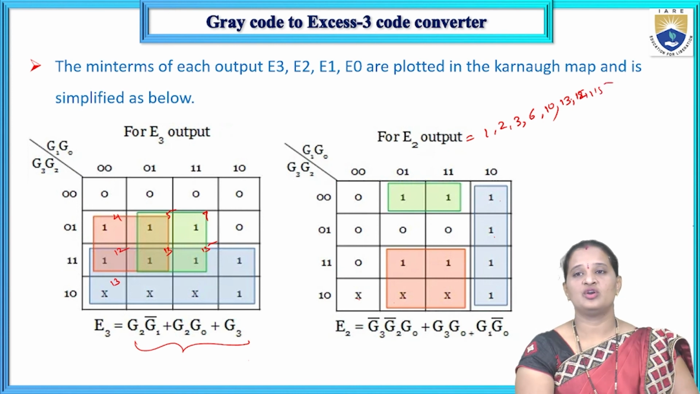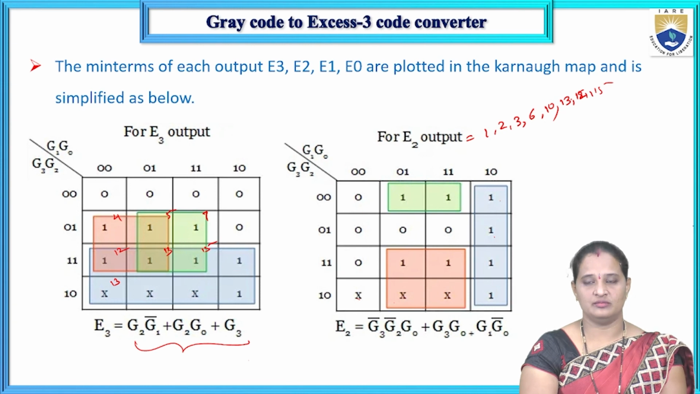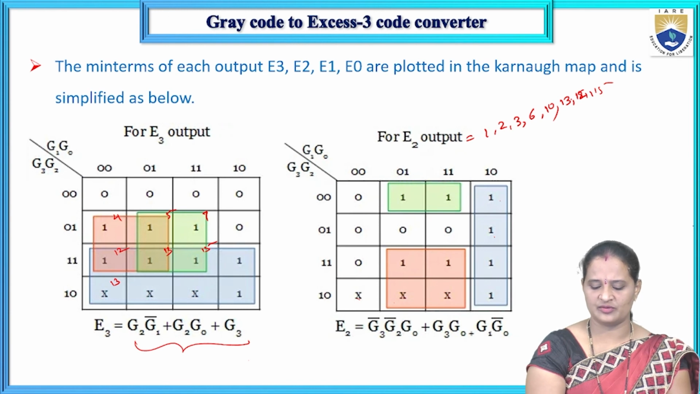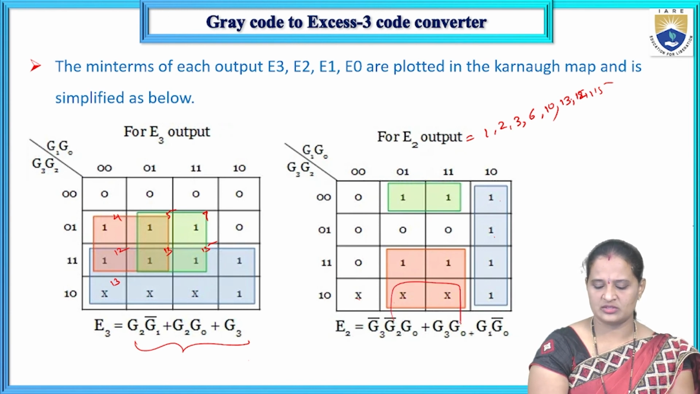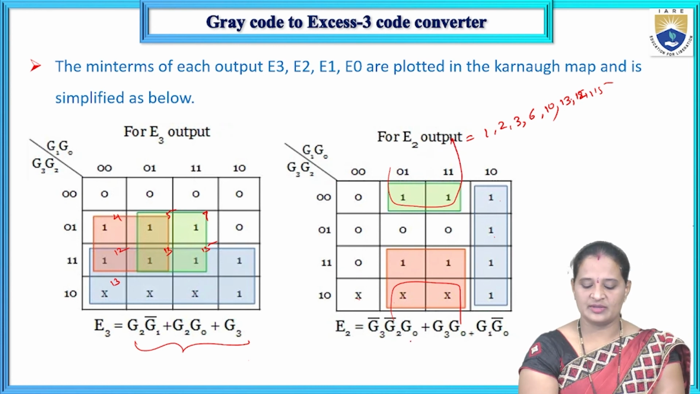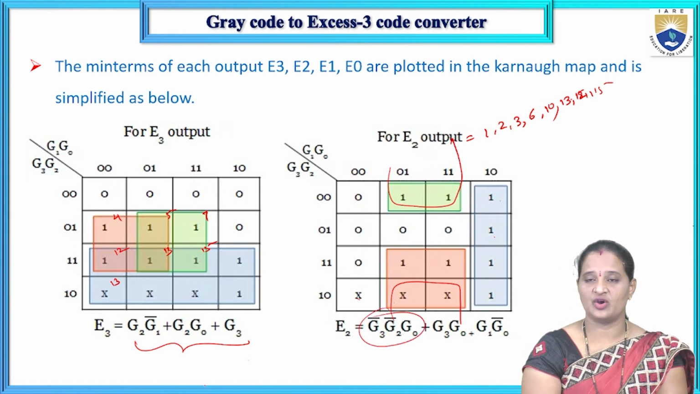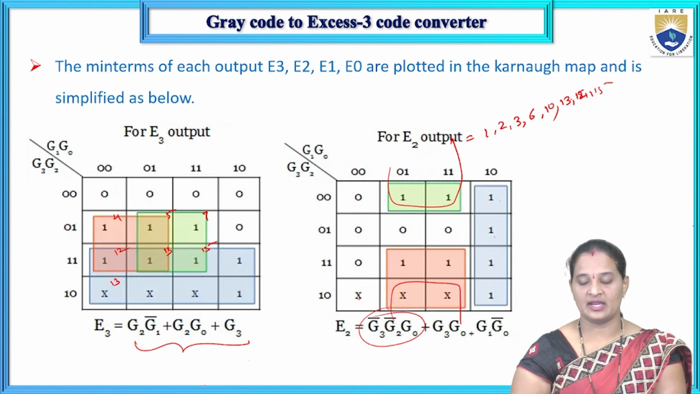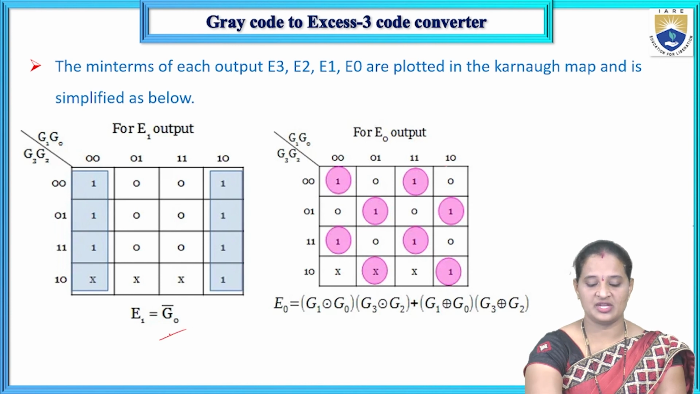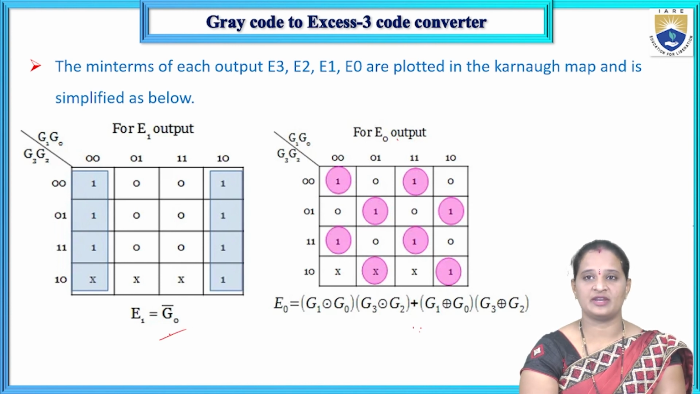So I could form 2 quads, and I can form one more quad also with this. So we can also form a quad with these two also. So that I could simplify this expression. Like that we can get the simplified expression. So for E1, this is a simplified expression. For E0, this is a simplified expression.